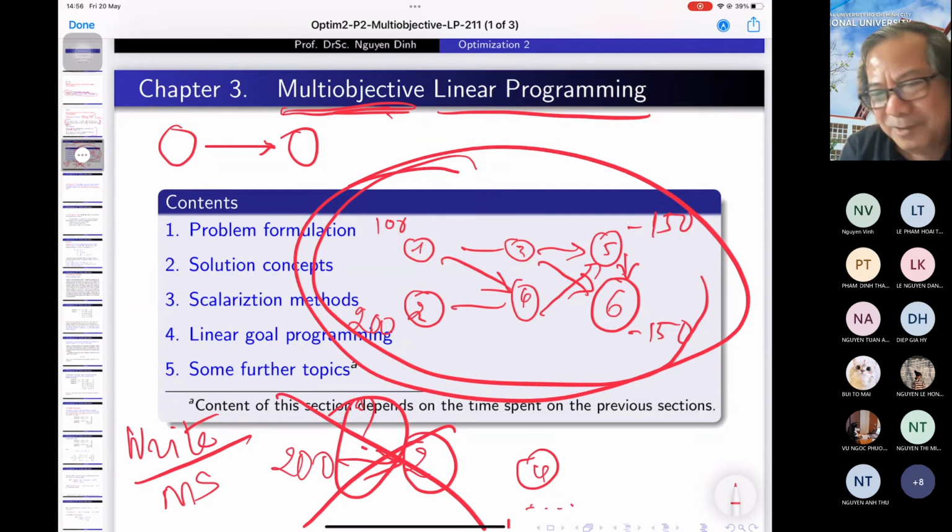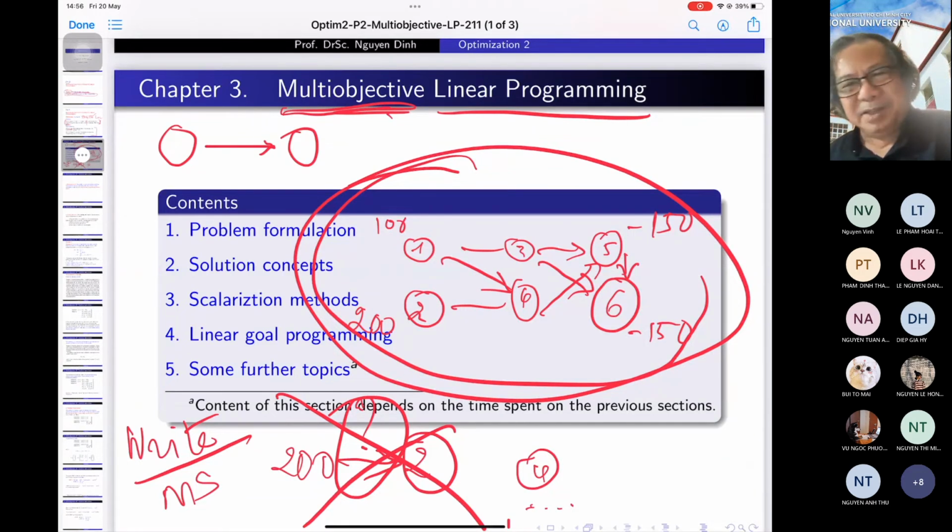Okay, try to prepare. I hope that the next time is the last time. And you have to remember that in our final exam, we have two parts. One part is a presentation. Another part is writing. Is that okay? The writing is the same as the midterm, but the presentation is like this. So you have to try to do a good presentation.